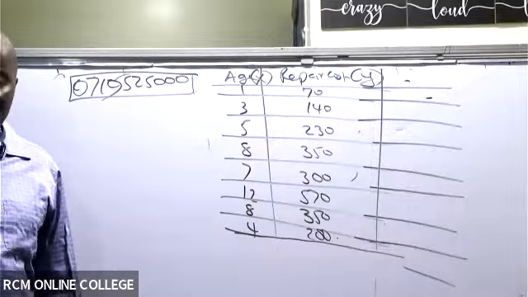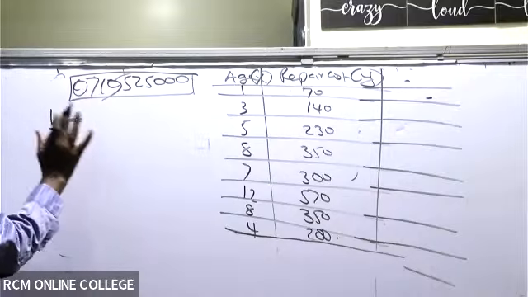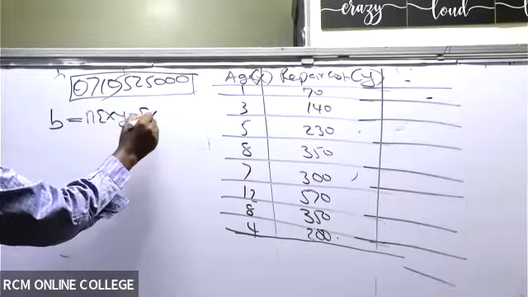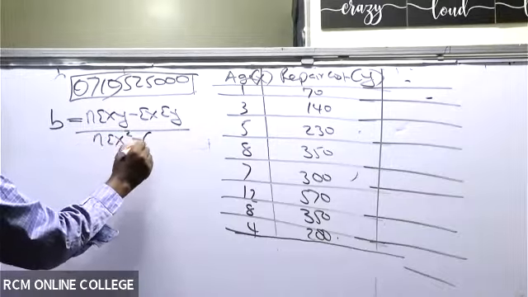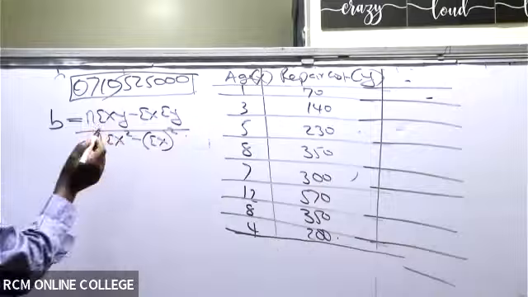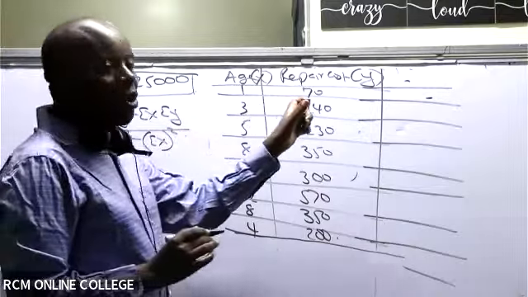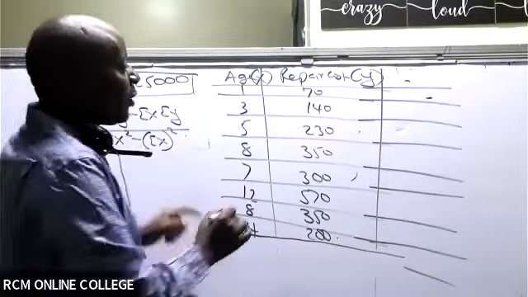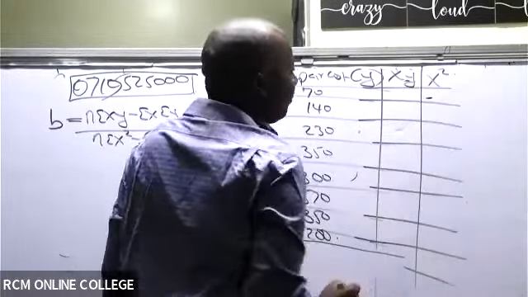So remember, what are we doing? We want to get the value of B. Because they have asked us to give them the regression equation, to get B, we normally take n sum of xy minus sum of x sum of y, all over n sum of x squared minus bracket sum of x squared. You must cram that formula. To be able to get B here, you must introduce two additional columns: a column for xy and a column for x squared.